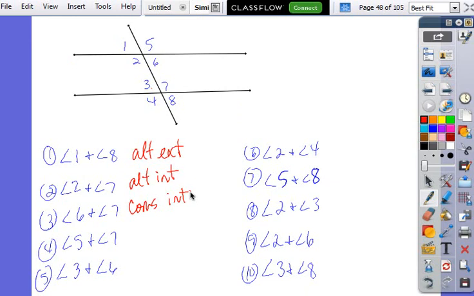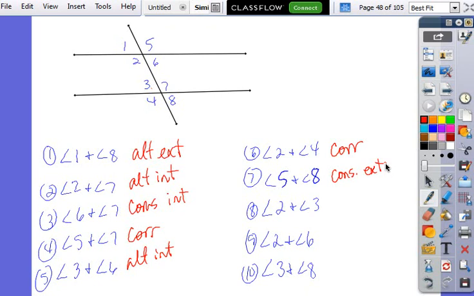3 and 6. Alternate interior. 2 and 4. Corresponding. 5 and 8. Consecutive exterior. Why is it not alternate exterior? What does alternate mean in this stuff? Opposite sides. These are on the same side.